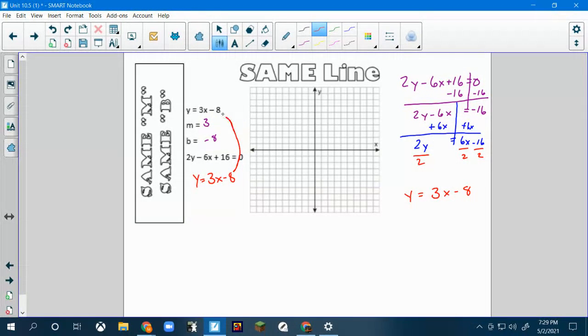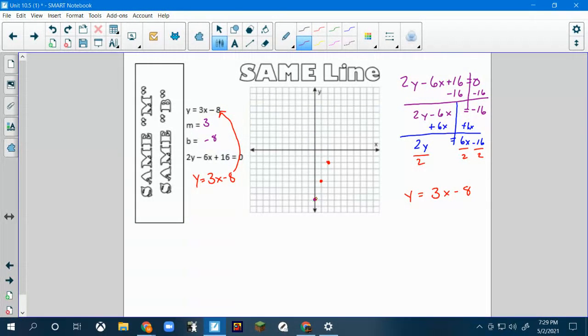Well, that looks oddly familiar to that one, doesn't it? 3x minus 8, 3x minus 8. It's the same line. If I graph it on here, I'm going to start at negative 8. 1, 2, 3, 4, 5, 6, 7, 8. Go up 3 over 1, 3 over 1. Let's graph purple. Same thing.